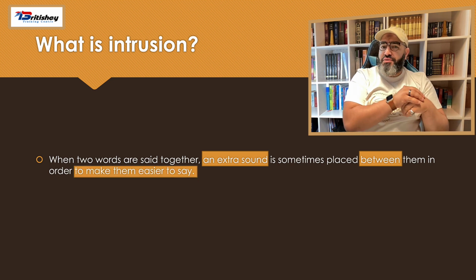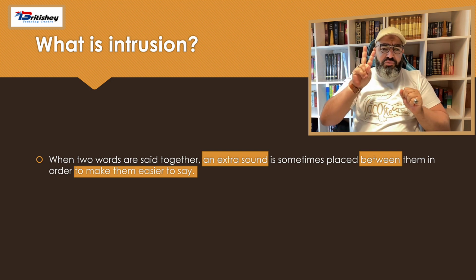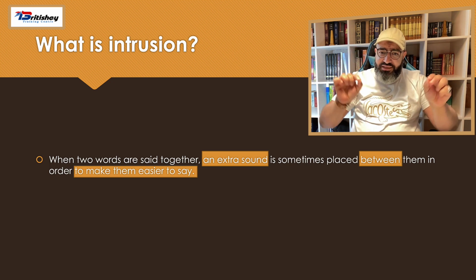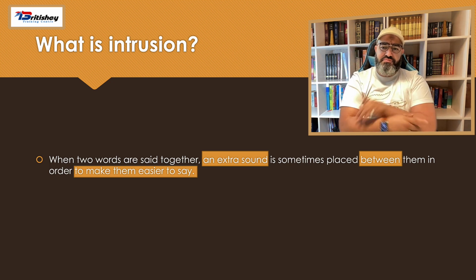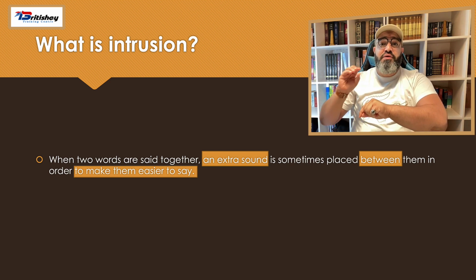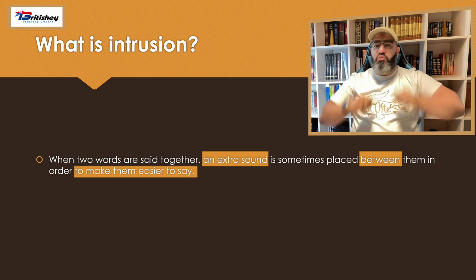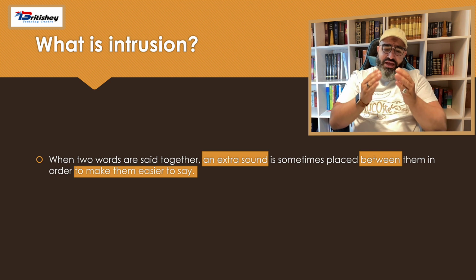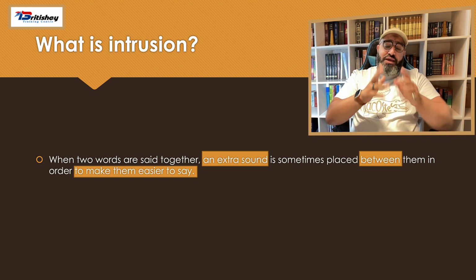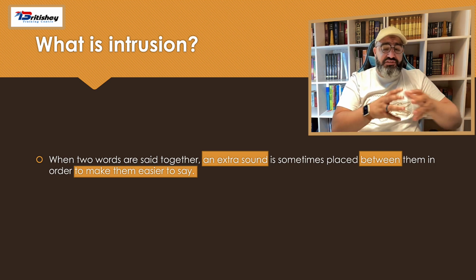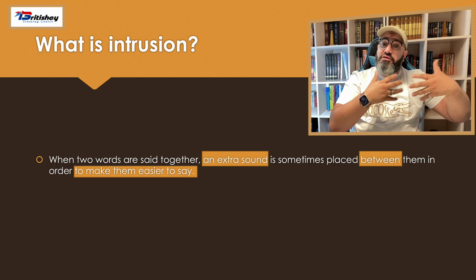So let's have a look at this one more time. When 2 words are said together, an extra sound is sometimes placed between them in order to make them easier to say. Wonderful. Lovely jubbly. So this is something that we add between words to make them easier to say, to make my pronunciation faster, to make my pronunciation smooth. So let's see how we can do this.